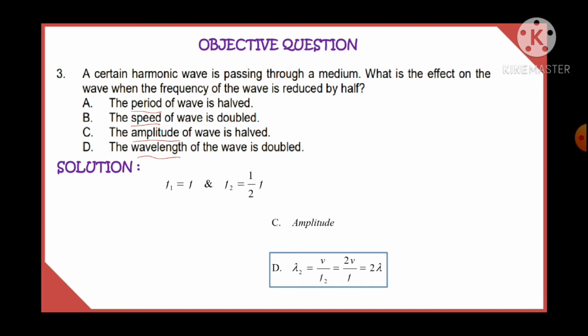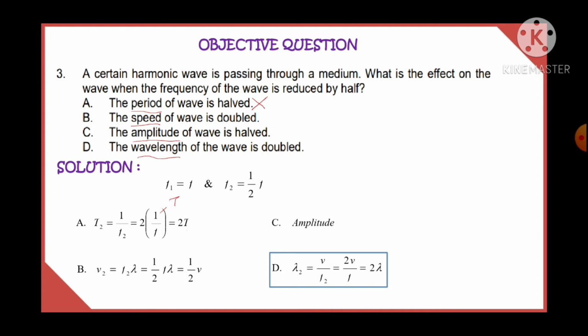So what happened to the period? For choice A, we know that the relationship between the period and the frequency is T equals 1 over f. So when we substitute F2, we get T2 equal to 1 over half f, which is 2 over f. And 1 over f is the initial T. So when the frequency is reduced by half, the period is double. Here, the period is half. So, wrong answer. How about the speed?